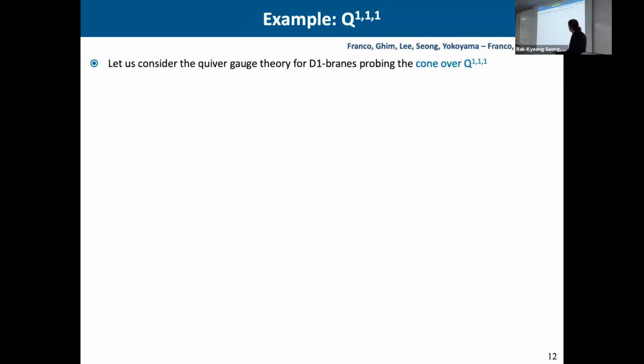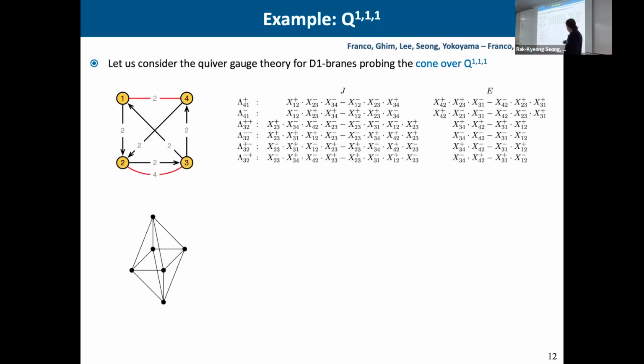So let me show you again the quiver for D1 branes probing the cone over Q111. That is the only thing that I know how to consider, but it's one that is nice, and that's why I would like to do a few things there. I already told you what the quiver is. I already gave you the toric diagram. I already told you what the J and E terms are.